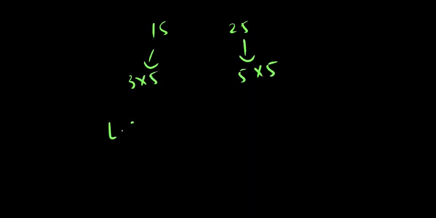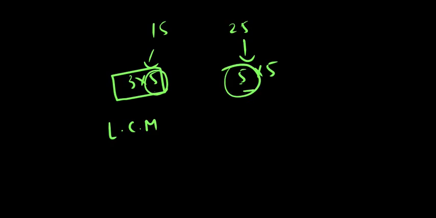When it comes to 15 and 25, 3 into 5, here 5 into 5. If you need the least common multiple, this number should be like this only. So in common, 1 5 is common, right? Here there is a common one. So which is not common in this? Another 5. You have to take this 5 here.